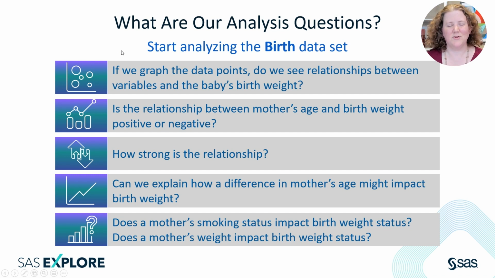In particular, we want to answer a few different questions. The first question is, are there relationships between baby's birth weight and each of the continuous predictors? Specifically, do we see a relationship between birth weight and the mother's age? Is that relationship positive or negative? And how strong is that relationship? How can we quantify the strength of that relationship?